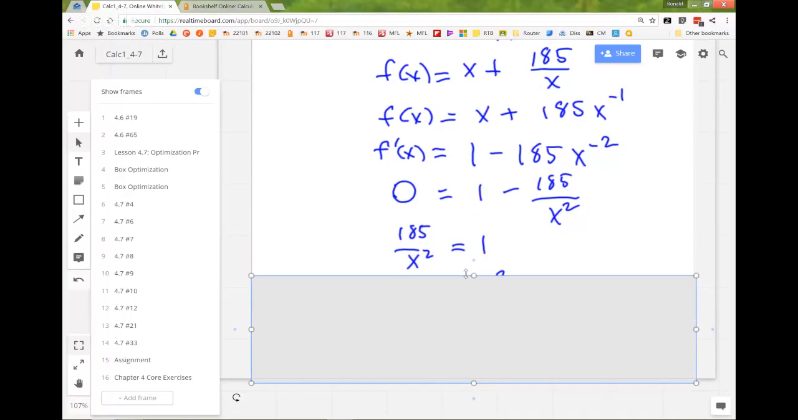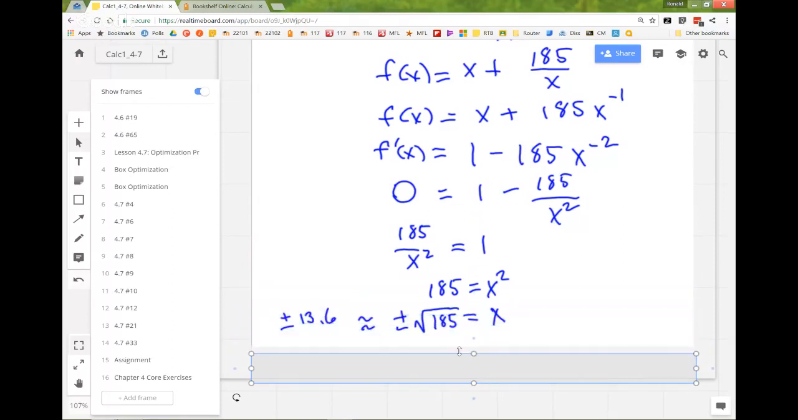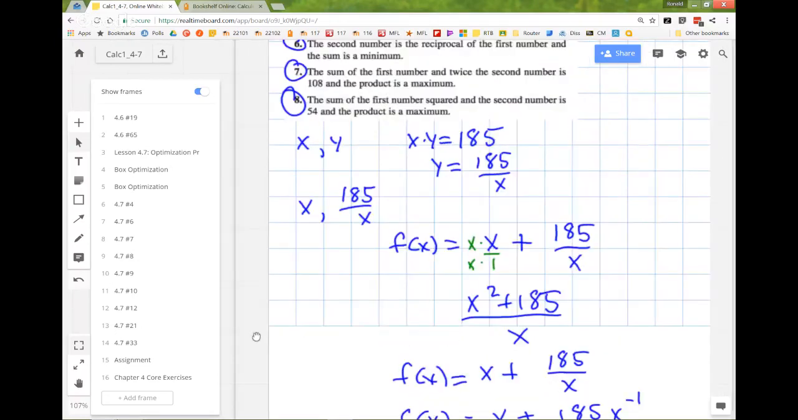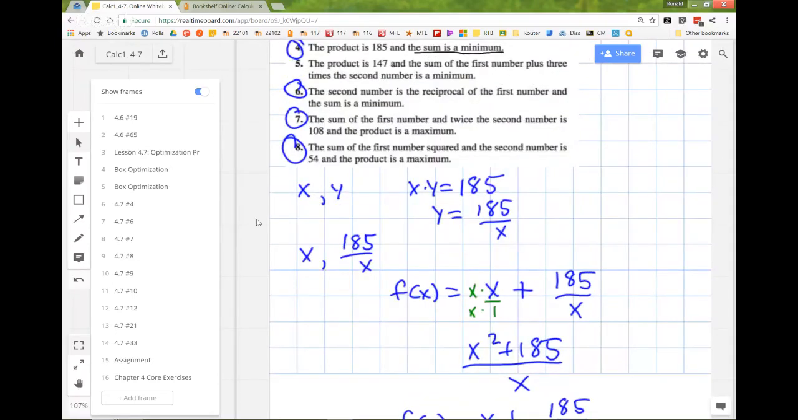So add 185 over x squared to both sides gives us that. Multiply both sides by x squared. Take the square roots of both sides. And there we have two numbers that will work. Plus and minus the square root of 185, 13.6. Now, we have to reject the negative because, remember, we were only looking for positive. So 13.6 seems to be the minimum. Yeah, we were supposed to find when is the sum a minimum.